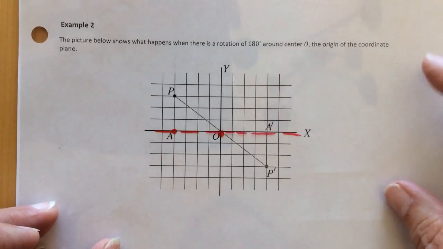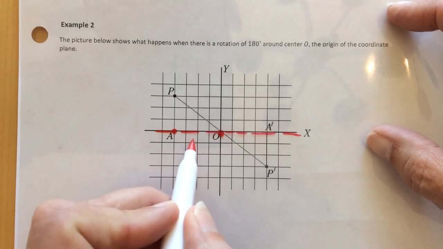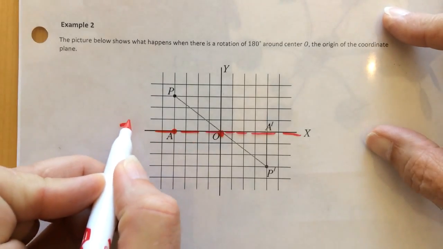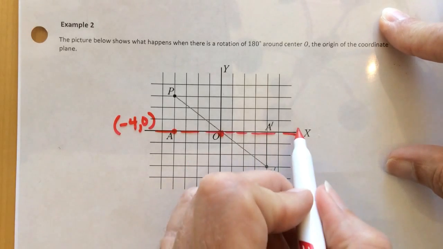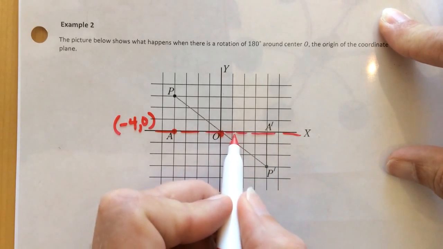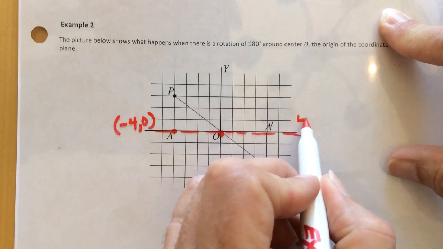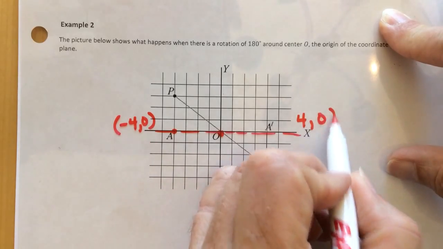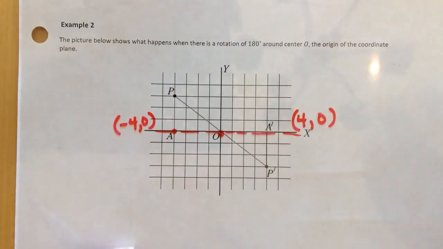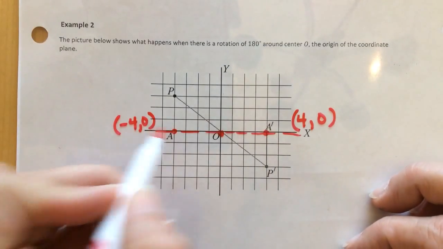So when we rotate this, if we look at what are the coordinates of point A, 2, 3, 4, this is the point -4, 0. And the point A prime over here would have to be the same distance, 1, 2, 3, 4. So this would have to be 4 because it's on this same line here. The y coordinate would have to be 0. So the coordinates of A prime are 4, 0 right there.